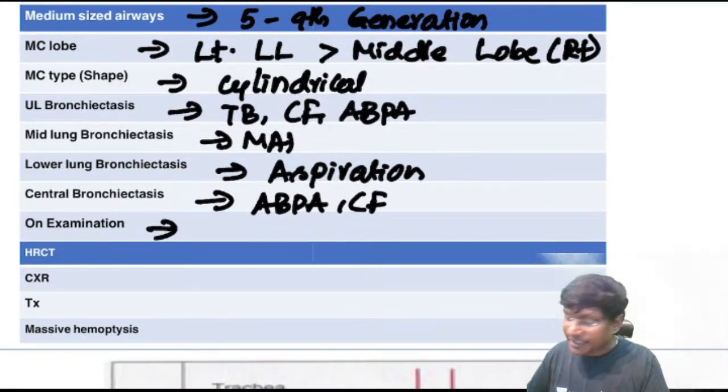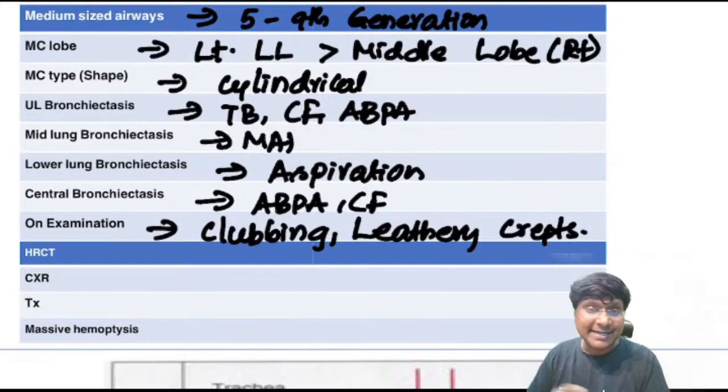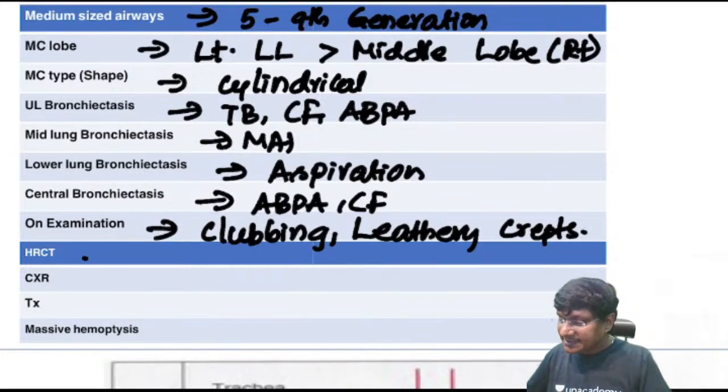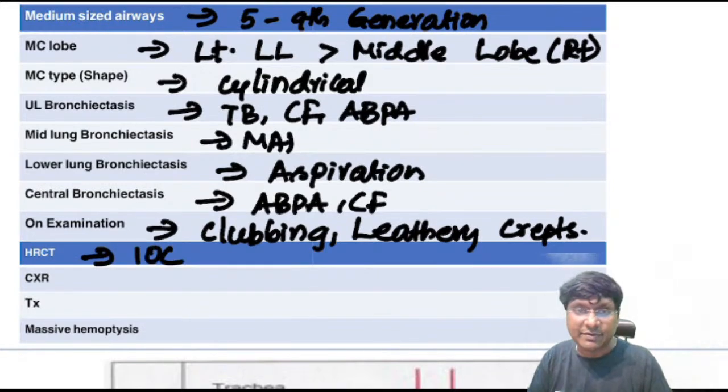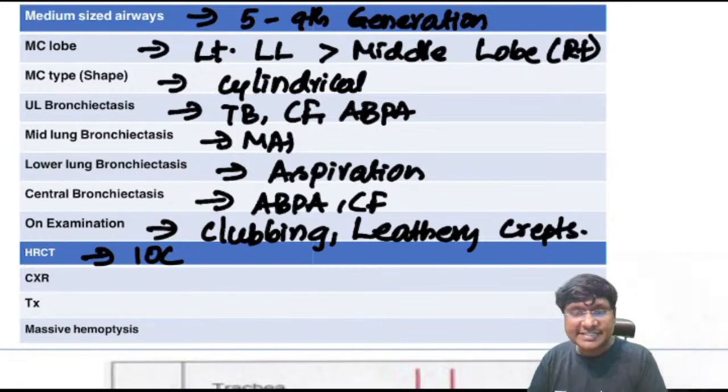Then on examination, what will you have in patients with bronchiectasis? On examination, there will be clubbing, and along with the clubbing, there will be leathery crepitations. That is what you will have in case of bronchiectasis. Then what is the investigation of choice? That will be the HRCT. Right, the investigation of choice will be the HRCT.